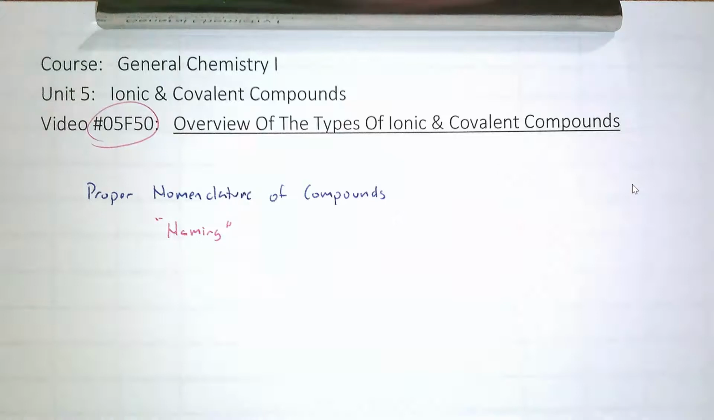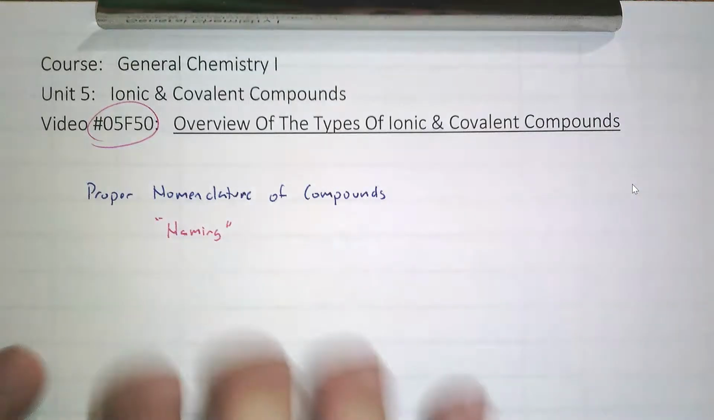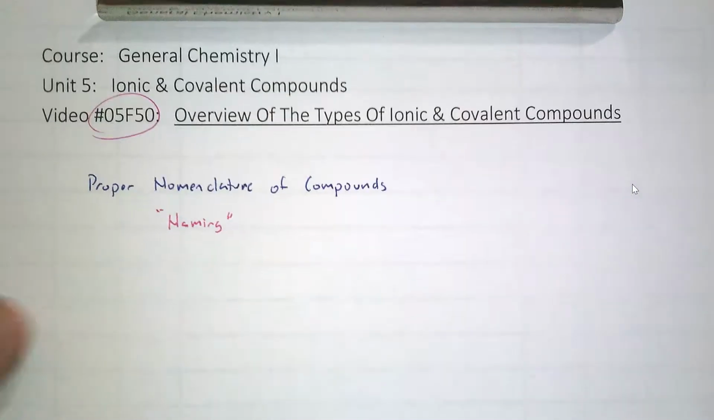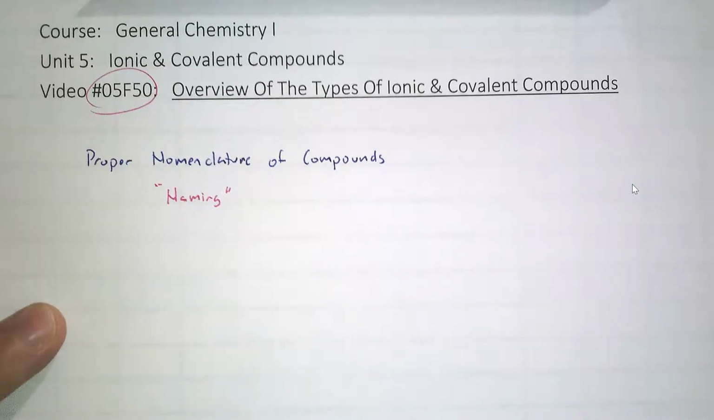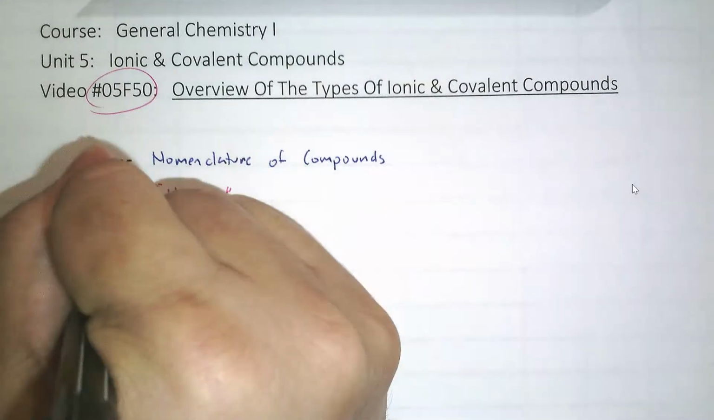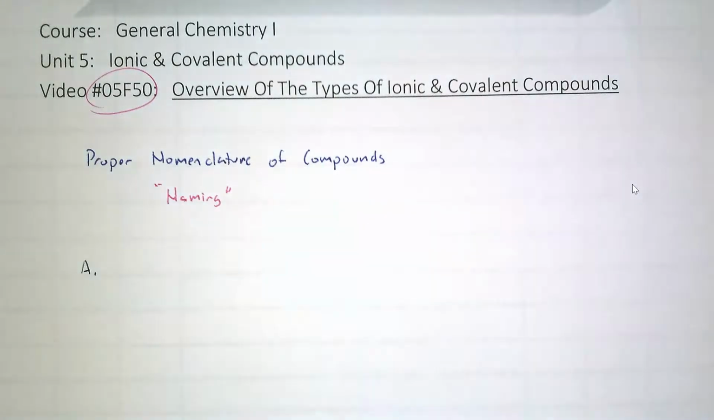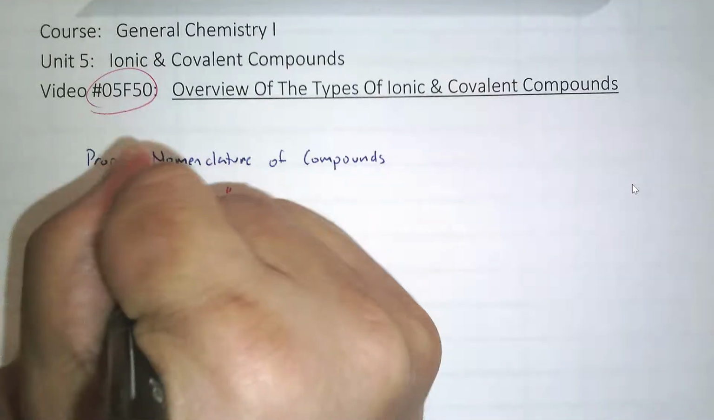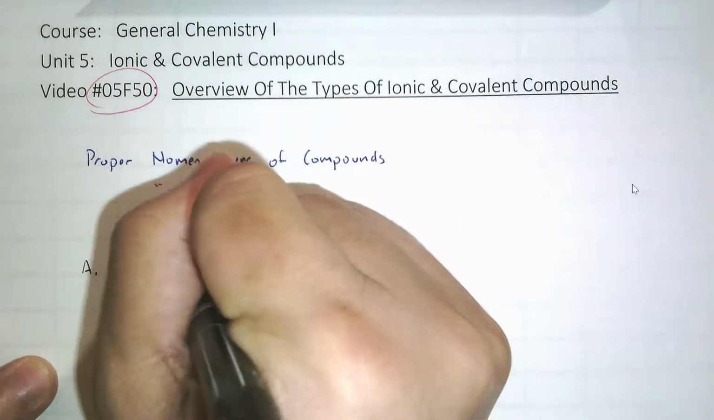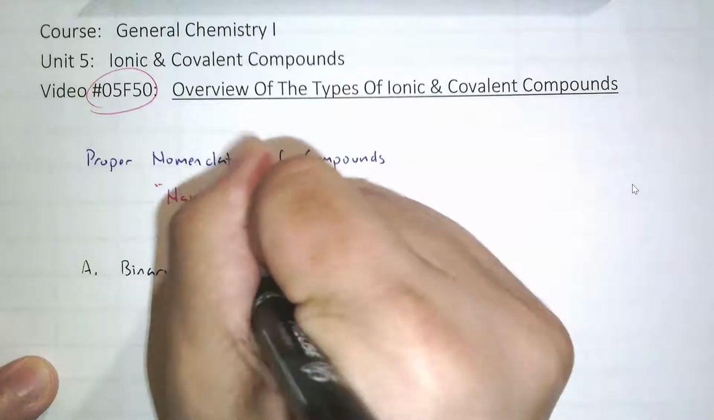That will be discussed in future videos. Here, I want to categorize the type of compounds that you will have to name. And a good system is we're going to start with A. And A are the binary ionic compounds.